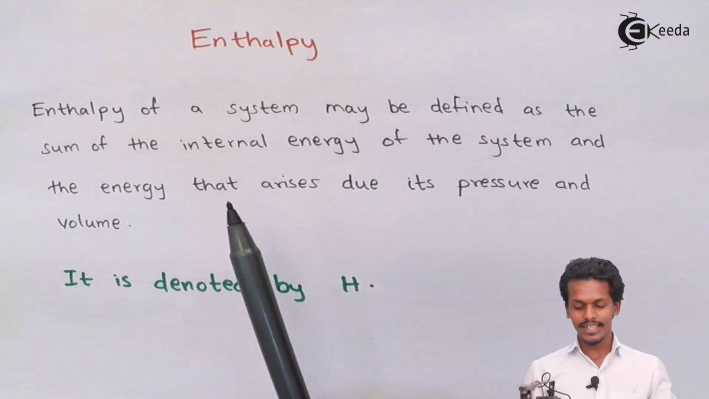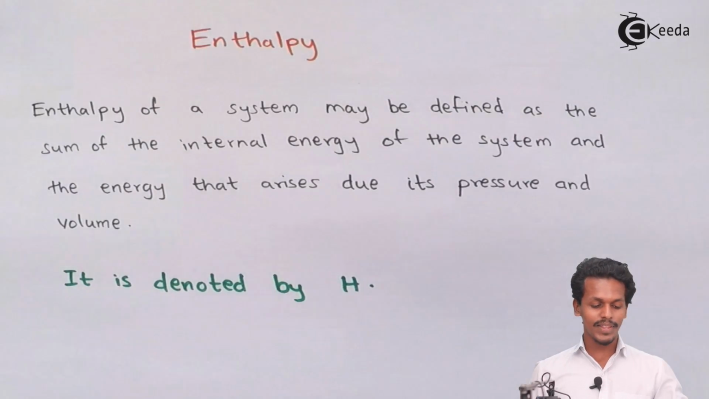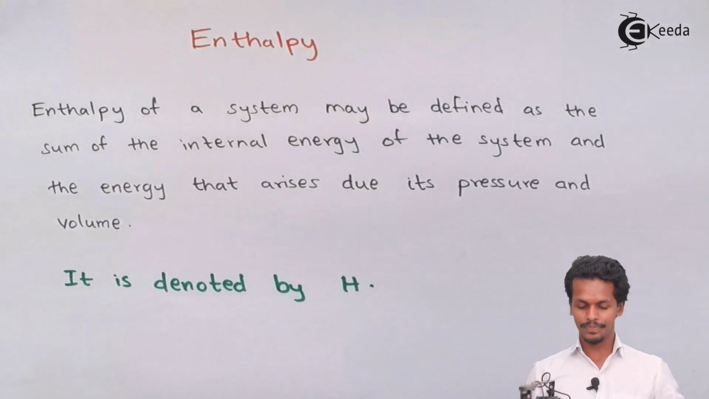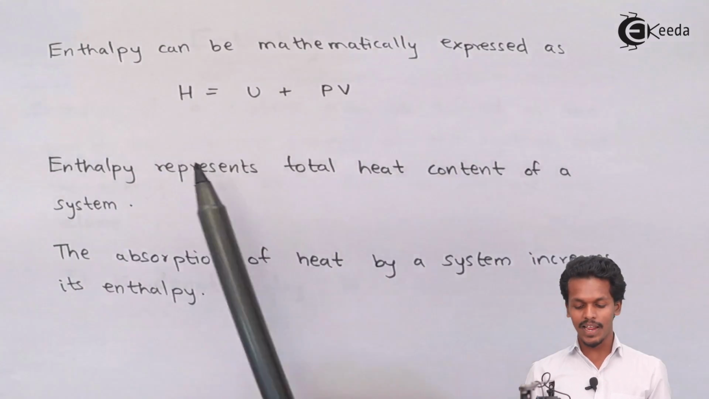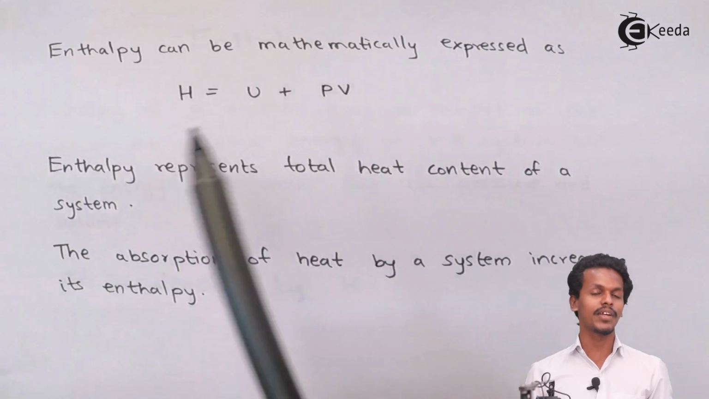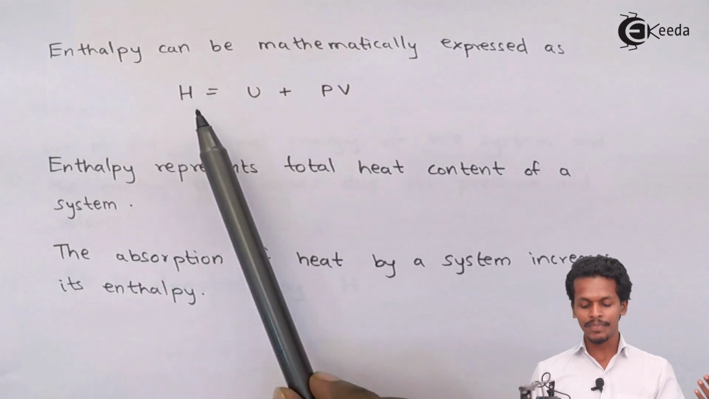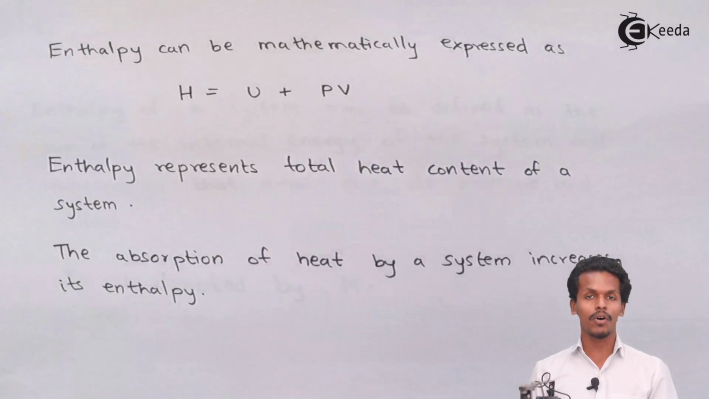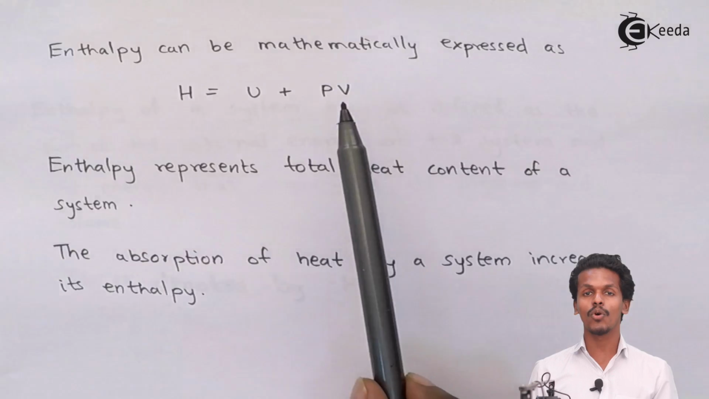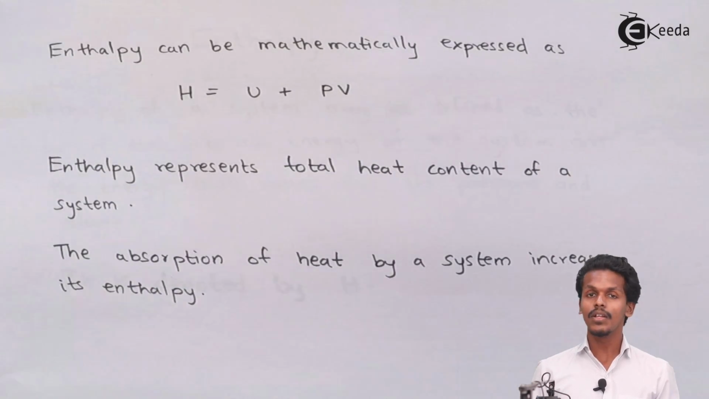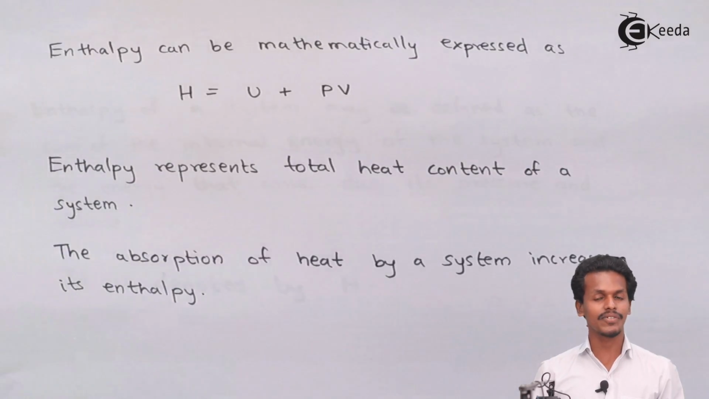Enthalpy is denoted by H, and it can be mathematically expressed as H is equals to U plus P into V. According to the definition also, enthalpy is nothing but the sum of the internal energy of a system plus the pressure and volume kind of energy, that is nothing but the work, and we are going to do the derivation of it in the next lecture.